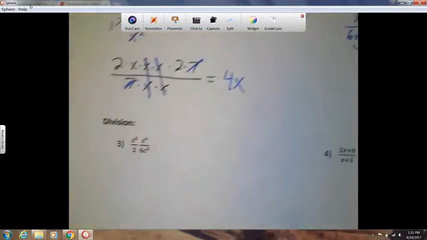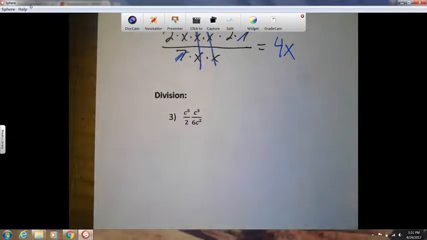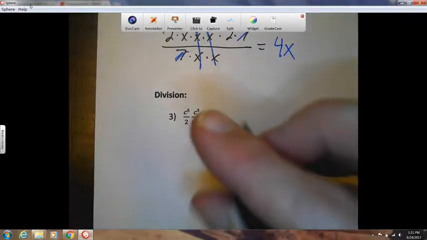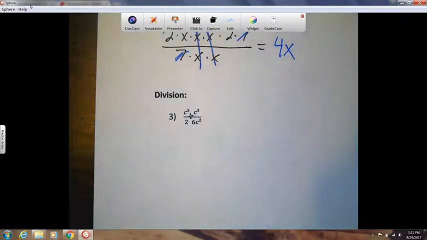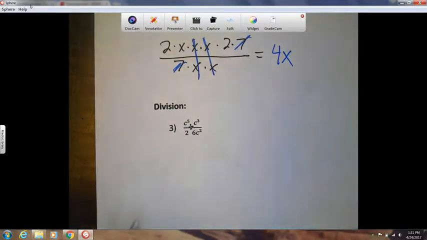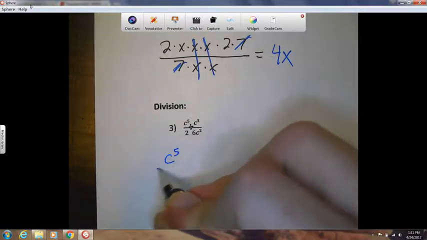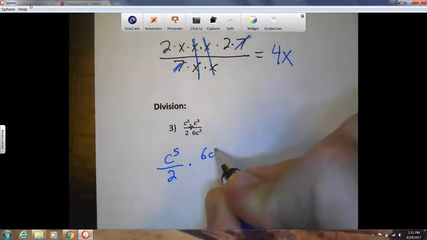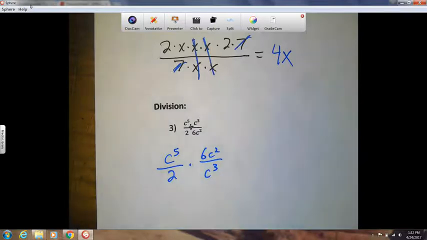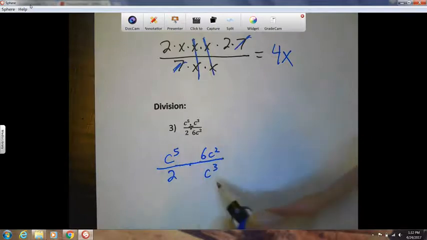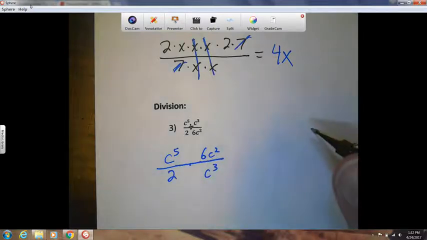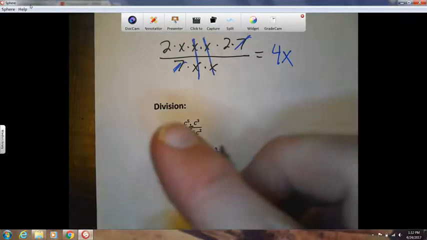Okay, division. So obviously I didn't put those signs in here. That's divided by. So when you divide, you need to switch the second number. So that's c to the fifth over 2 multiplied by 6c squared over c to the third. So again, it's just flipping the second number, finding the reciprocal. So now I'm multiplying these out. And so remember, you can treat this as one big term. And you're just simplifying. So if I'm looking at the 2, 2 goes into 2 one time and 2 goes into 6 3 times. So that's taken care of.